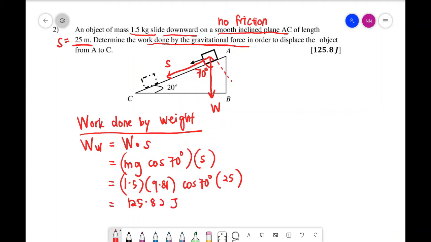So it equals 125.82 joule. It is positive because work is done on the system, because this object moved downward. Gravity helps the object move downward. But if the object moves upward, work done by the weight will be negative, because work is done by the object to overcome the gravity to slide upward.